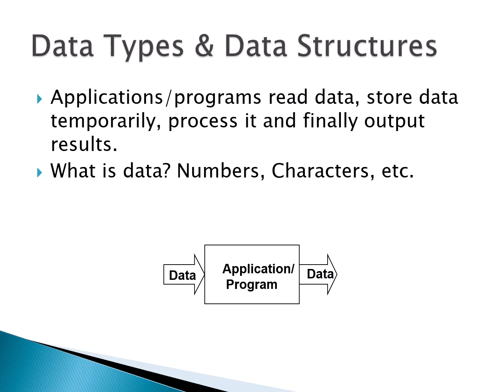Okay, now different types of data types as well as the data structures. The application programmers read the data, store data temporarily, process it, and finally output results. The data is numbers, characters, etc. We are giving data to the application program, which acts like an interface, and it will produce some output as data. This is the basic definition of data.